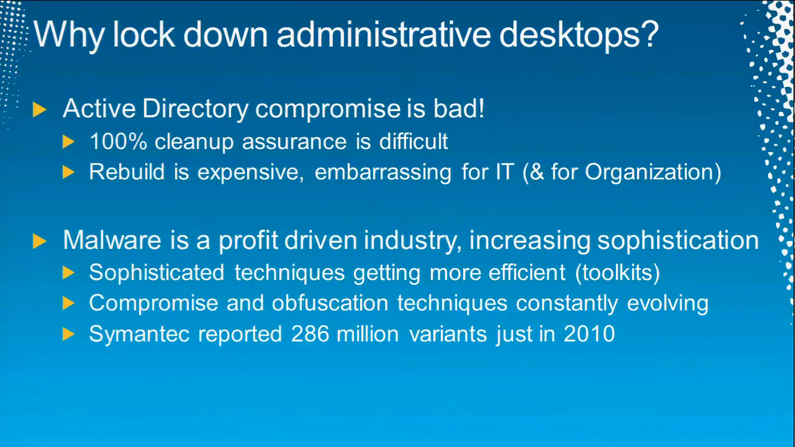The techniques are getting better. They're hiding themselves better. They're getting onto machines better. They're getting more efficient by putting these things into toolkits and being able to generate malware at will. As an illustration of this, Symantec reported 286 million variants that they detected in 2010. That's a lot of different kinds of malware. It kind of brings to light some of the challenges and limitations with the signature-based approach. So we'll hit that in the AppLocker section.